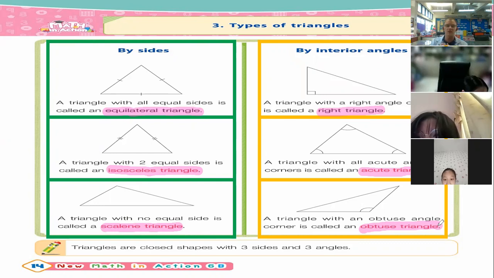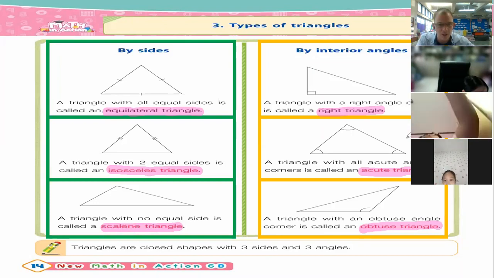Equilateral. Oh, that sounds good. Now, equilateral means all the sides of the triangle are the same length. They are all equal. So if the adjacent sides to the apex are 2 centimeters, then the base will also be 2 centimeters. All 3 sides are equal length.